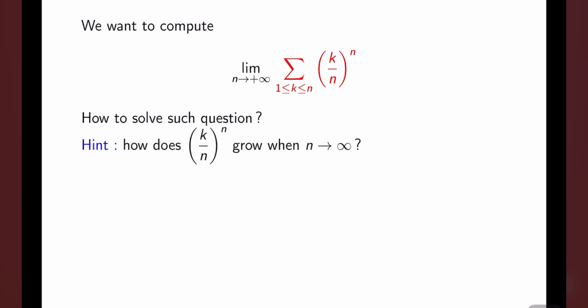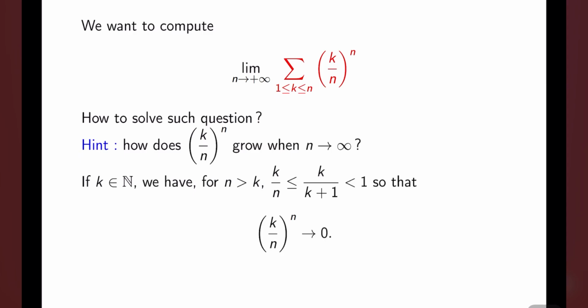Well, the first thing we could try to figure out is how does (k over n) to the power n grow when n goes to infinity? First easy fact: if you fix k, in the case when n is larger than k, k divided by n is strictly less than 1. It's strictly less than a number which is strictly less than 1. And because of that, to the power n, it just goes to 0.